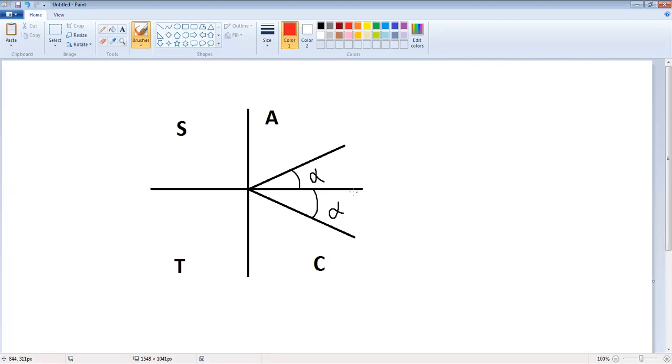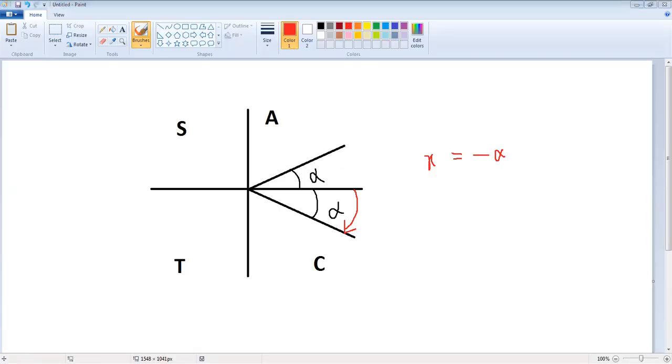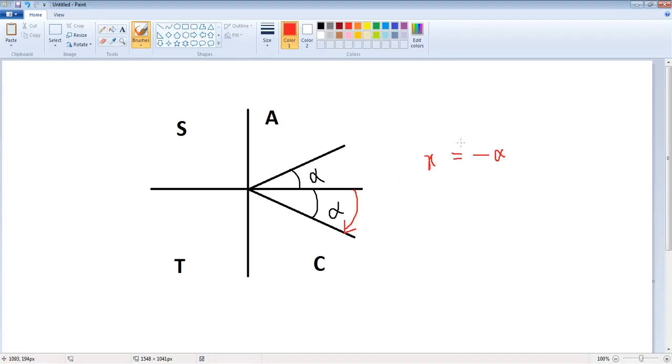Alpha is, remember, 53.13. If I go in the negative cycle, will negative alpha be a part of my solution? Yes, class? The value of alpha is 53.13, and the range for which I am allowed to go for x, or my angle, is minus 73.74. I could go till minus 73.74. So is negative alpha a part of my solution? Is it a part of my domain? Yes, it is. And this particular value, positive alpha, is also a part of my domain.